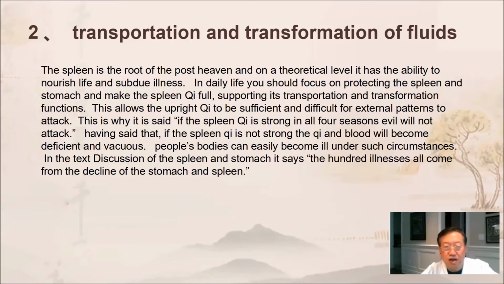This allows the upright qi to be sufficient and makes it difficult for external patterns to attack. This is why it said, if the spleen qi is strong in all 4 seasons, evil will not attack. Having said that, if the spleen qi is not strong, the qi in blood will become deficient and vacuous. People's bodies can easily become ill under such circumstances. In the text discussion of the spleen and stomach, it says, the 100 illnesses all come from the decline of the stomach and spleen.